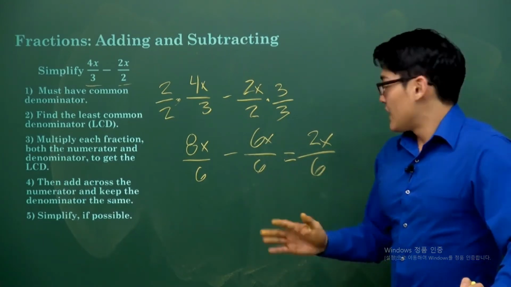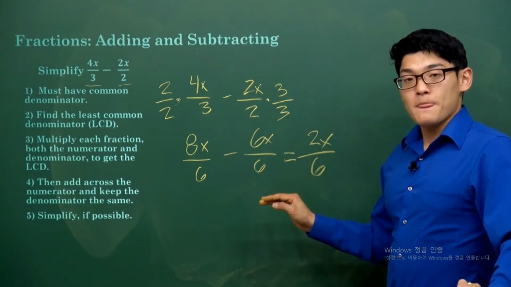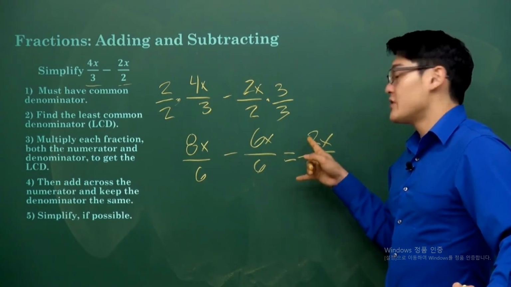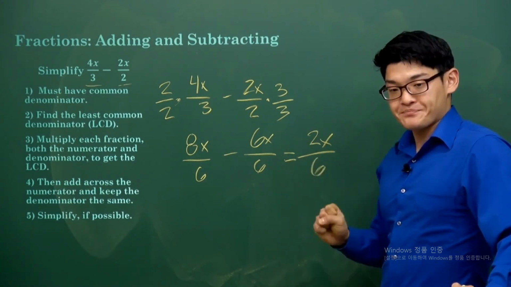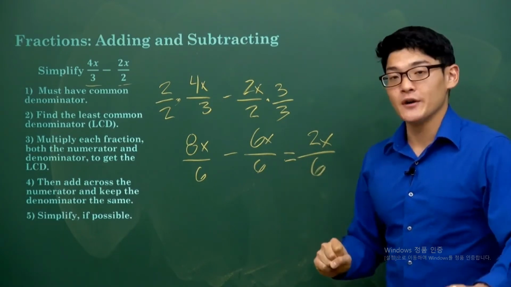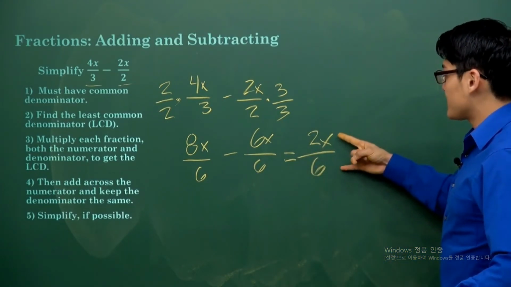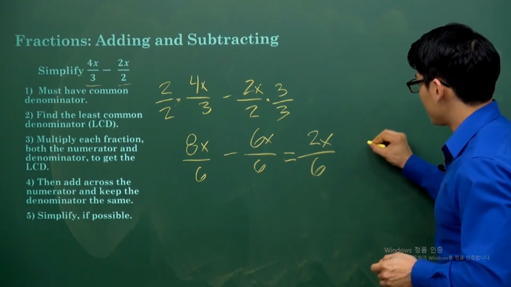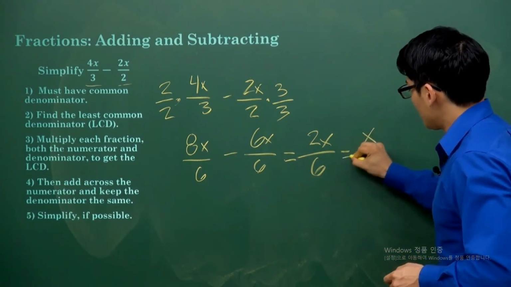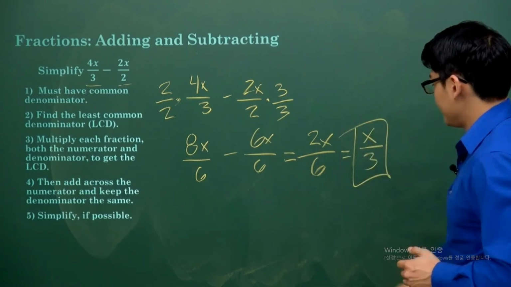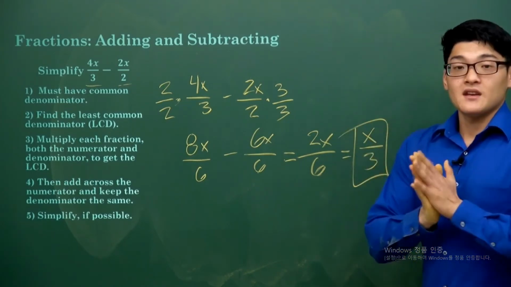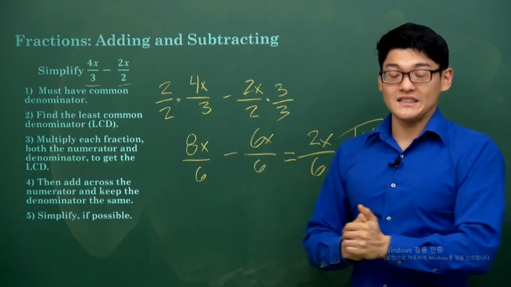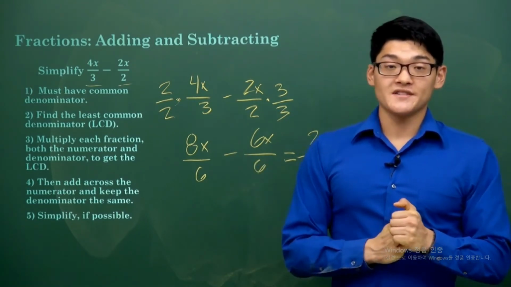This means if you can reduce the fraction by finding a common factor between both the numerator and denominator, then go ahead and do so. And as you can see, the greatest common factor between 2 and 6 is 2. So divide by 2 for both sides, and we'll get x over 3 as our answer. This is how you add or subtract. Again, adding, you would just be adding the numerator side.